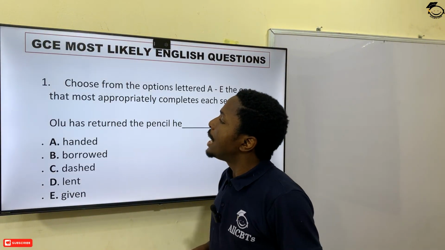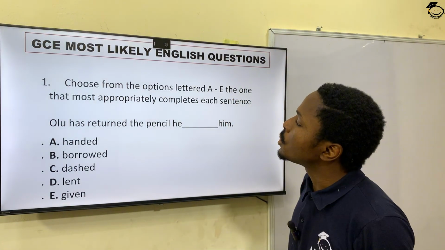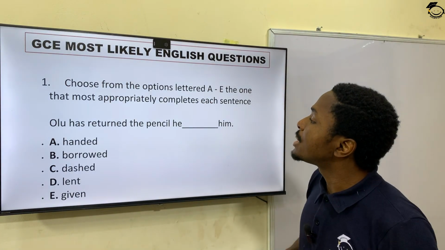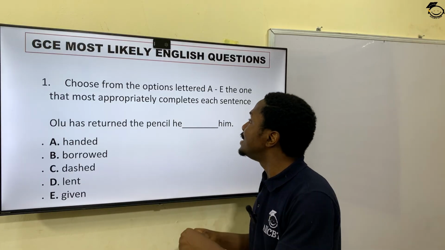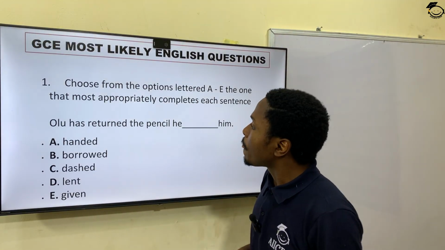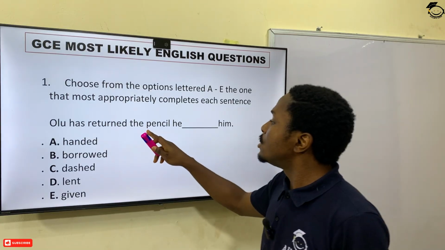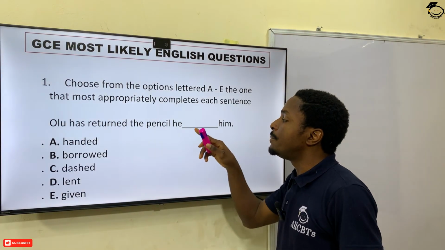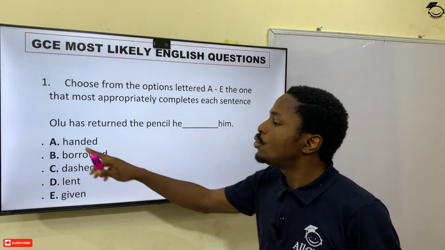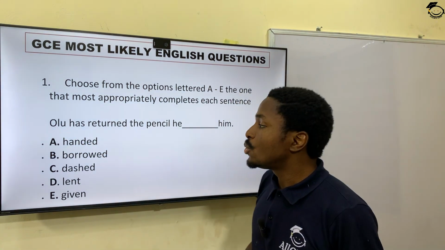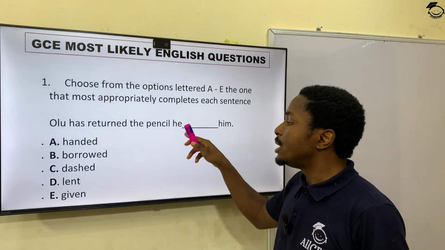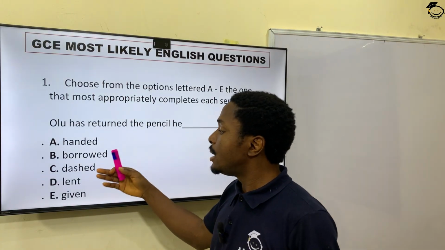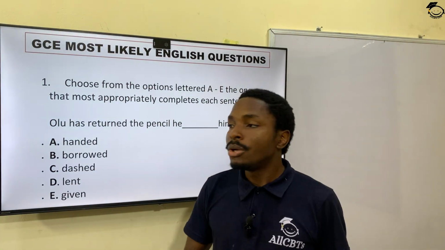Now we'll be starting with the first question. Choose from the options letter A to E the one that most appropriately completes each sentence. And what's the sentence? Olu has returned the pencil, he dashed him. So Olu here is the subject. So Olu has returned the pencil, he what? Is it handled him, borrowed him, dashed him, lent him, given him?